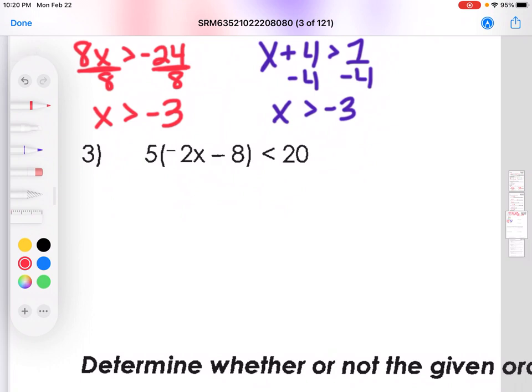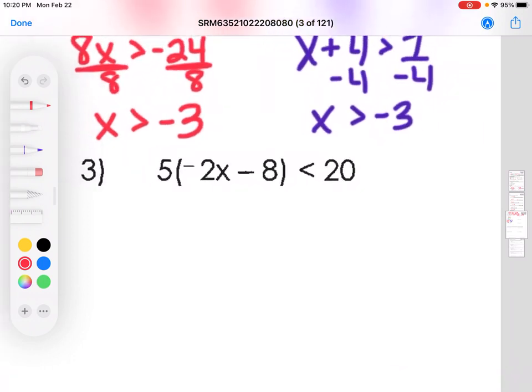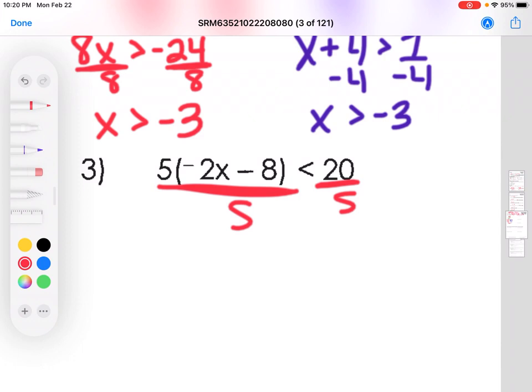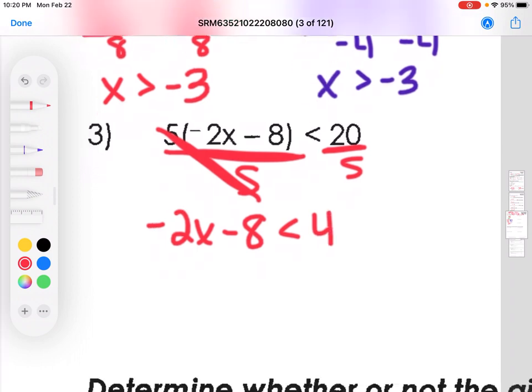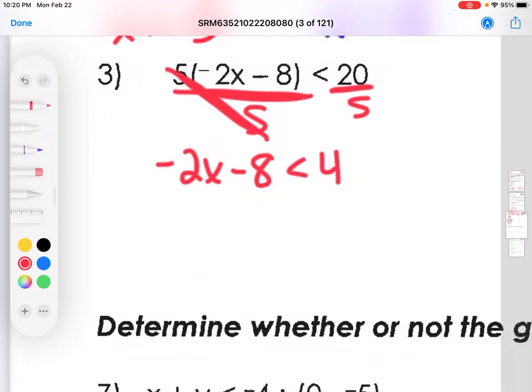On number 3, again, you can use distributive or divide out. For this one, I'm just going to go ahead and use division. So I'm going to divide both sides by 5. So that leaves me with negative 2 times x minus 8 is less than 20 divided by 5, which is 4. Now I can add 8 to both sides. So negative 2 times x is less than 4 plus 8, which is 12.